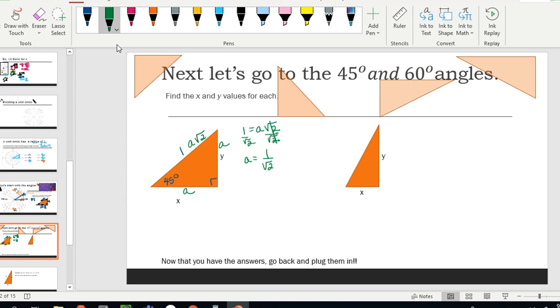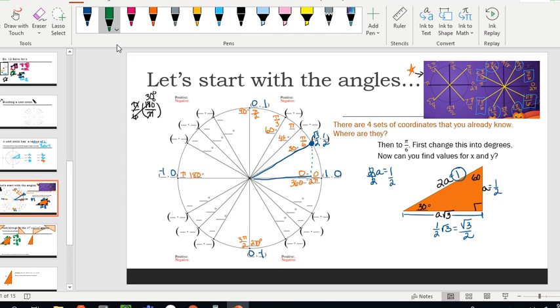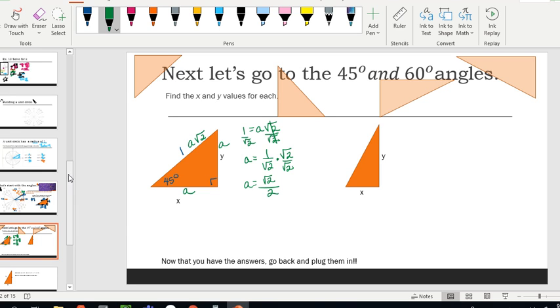But that is improper. I cannot have a square root in the denominator. So I have to multiply by the square root of 2 over the square root of 2. So a is equal to the square root of 2 all over 2. Okay? So that is my x and my y. So I'm going to flip back a page and fill in the square root of 2 over 2 and the square root of 2 over 2. Now, going back one more page, I have a 60, 30, 90.